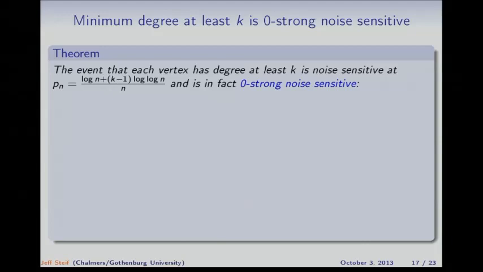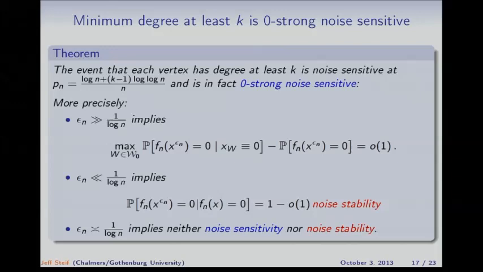Now, even in this case, you can get quantitative results. And here, the correct quantitative regime is 1 over log n. So if you take epsilon to be much, much bigger than 1 over log n, you get exactly what we had in the other slide, but now we're dealing with zeros. So you take a zero witness, you condition on it being zeros, and you ask, how does that affect the probability that the function is zero after I do the perturbation? And you subtract the unconditioned probability, and it says this goes to zero. So when you condition on a zero witness, this will become asymptotically independent of that. And in particular, this gives you ordinary noise sensitivity.